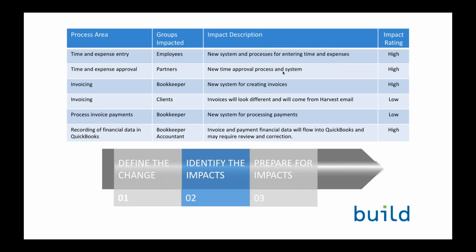So now we know what's changing, and now the important thing is to identify what the impacts are of those changes on specific groups or individuals. So you can see that as a result of moving from spreadsheets to a formal time and expense system, we've identified a number of process areas that are going to be affected. Time and expense entry, time and expense approval, invoicing, processing invoice payments, and then sending data to QuickBooks. In each of these areas, we have identified who is impacted, what that impact is, and whether it's a small or a big impact.